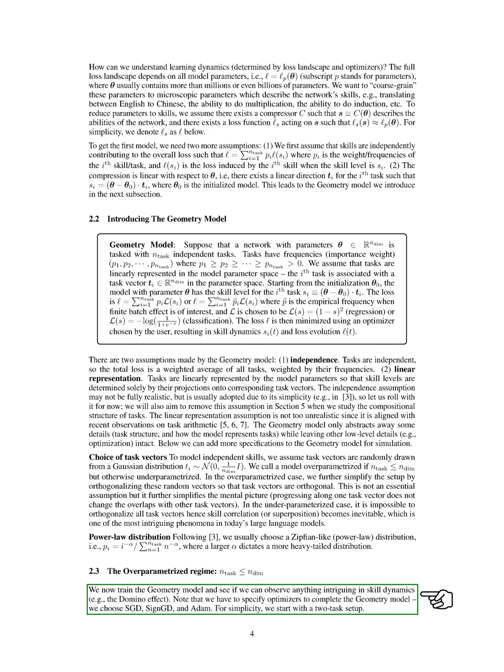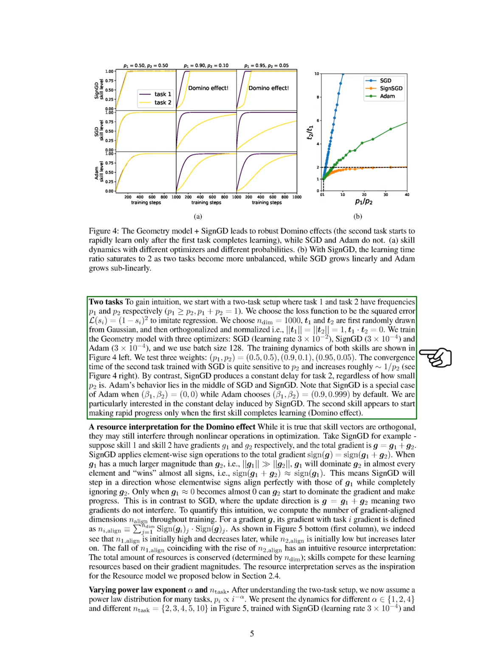We use a squared error loss function to mimic regression and randomly generate task vectors, ensuring they are orthogonal and normalized. We train the model with 3 optimizers and test various weight combinations. We find that the convergence time for the second task is sensitive to its frequency, while SignGD shows a consistent delay regardless of frequency. Adam's performance is intermediate.